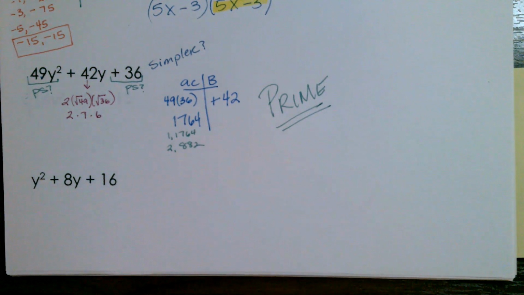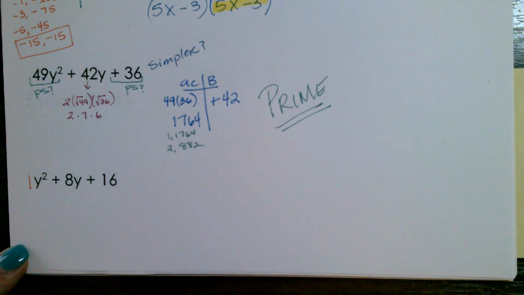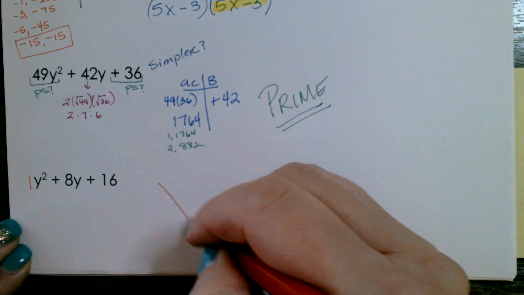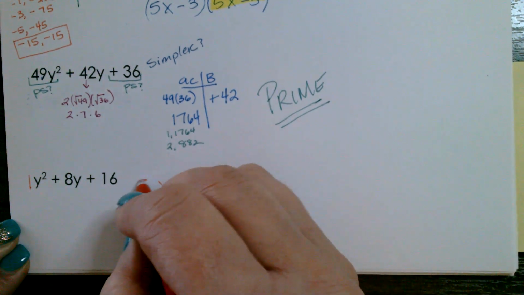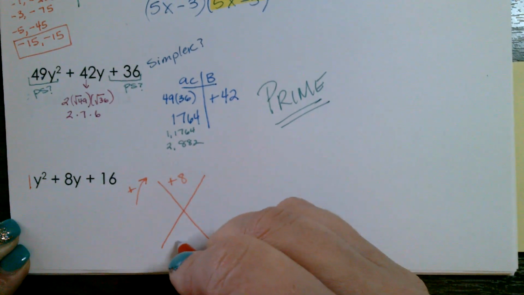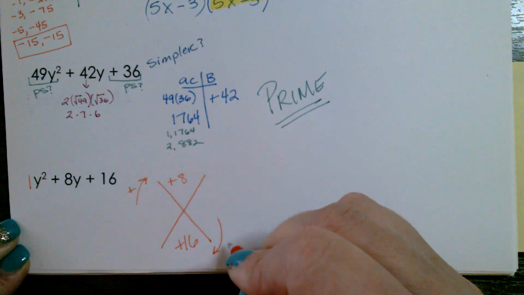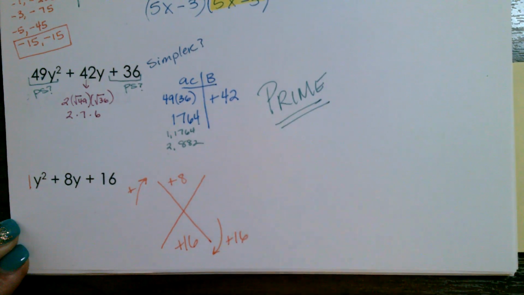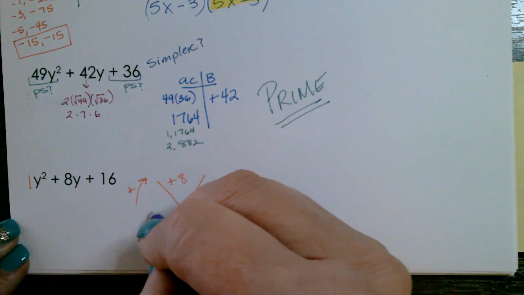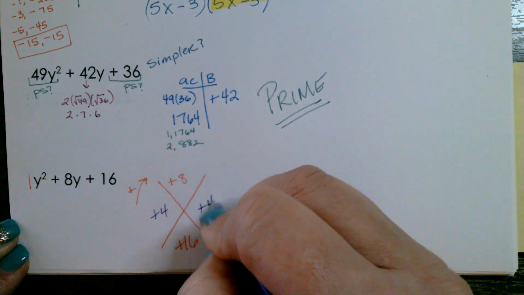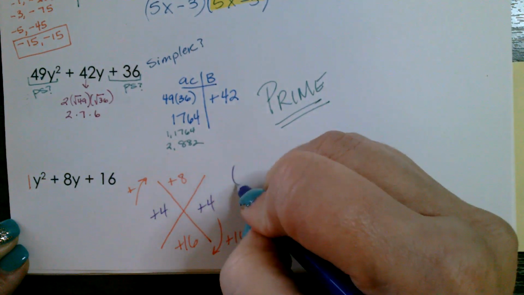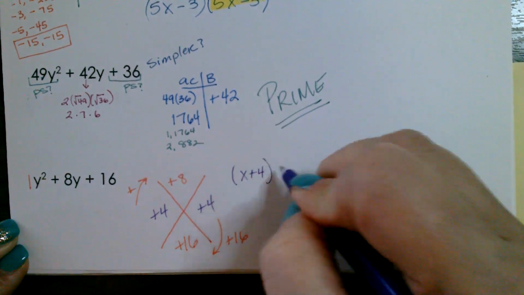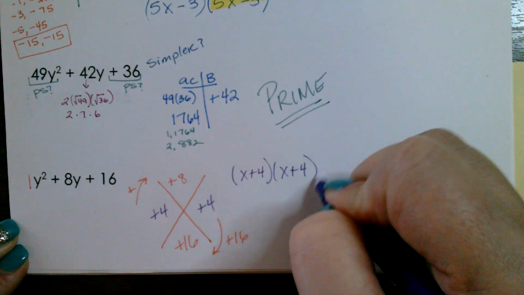Okay. Wow. Look at a blast from the past. There are many ways we could approach this one. A is 1. So we could go to this. Whenever A is 1, I need numbers that add to 8 but multiply to 16. Remember those days? Well, positive 4 and positive 4 add to 8, multiply to 16, so I could have x plus 4 times x plus 4.